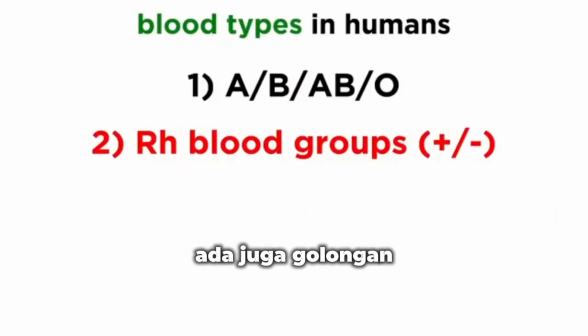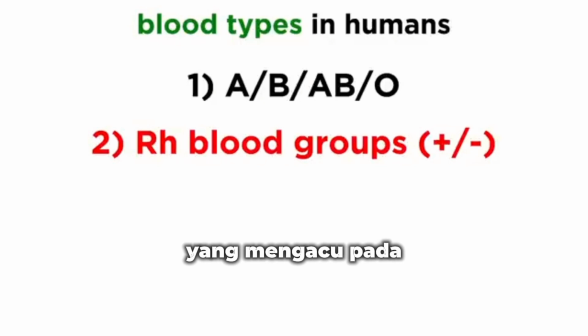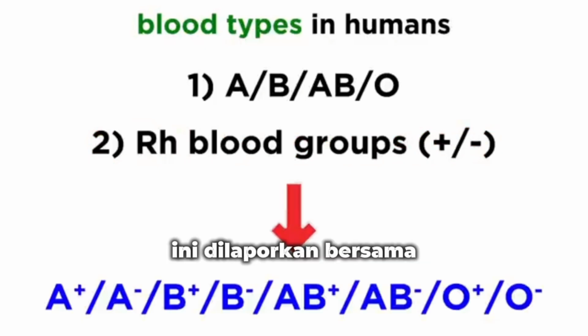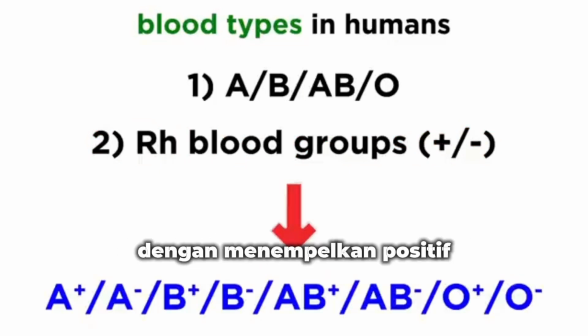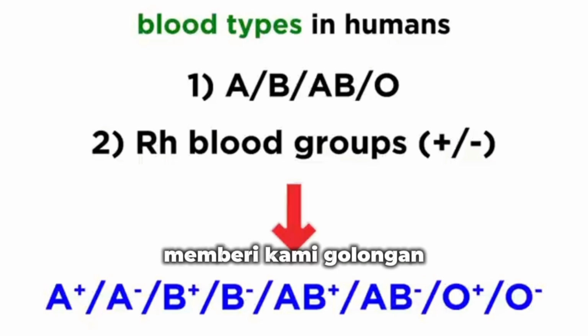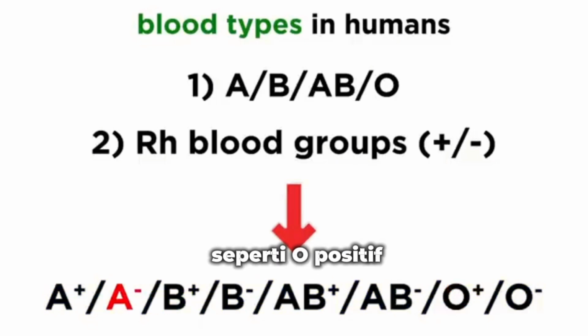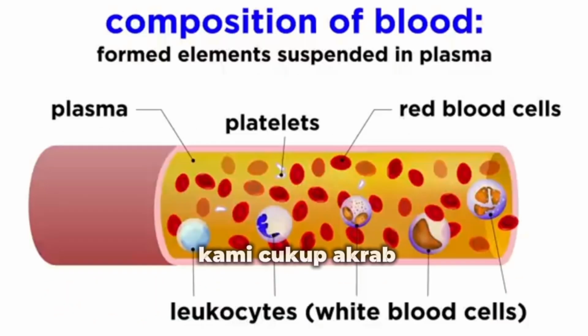There are also Rh blood groups, which refer to agglutinogens called Rh factors, and for these, a person is either positive or negative. This is reported along with the ABO blood group by tacking on positive or negative to the end, giving us groups like O positive, A negative, and so on. And with that, we are familiar enough with the structure and function of blood that we can begin to examine the circulatory system as a whole. So let's move forward and do just that.